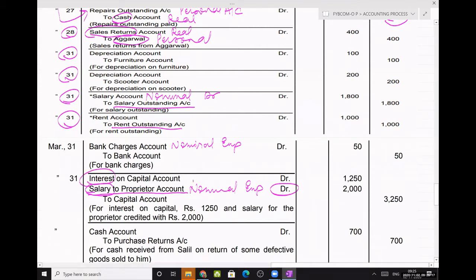This interest element is also nominal. It's an expense from the business point of view. Debit.